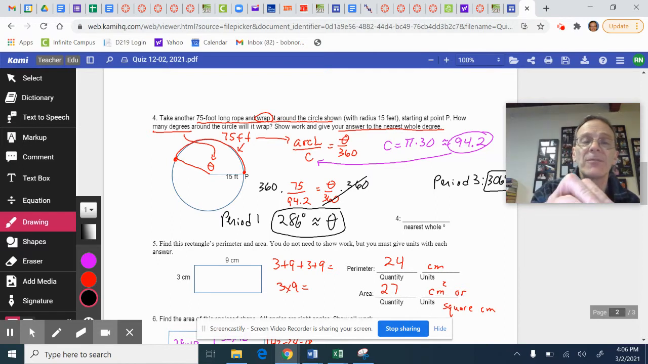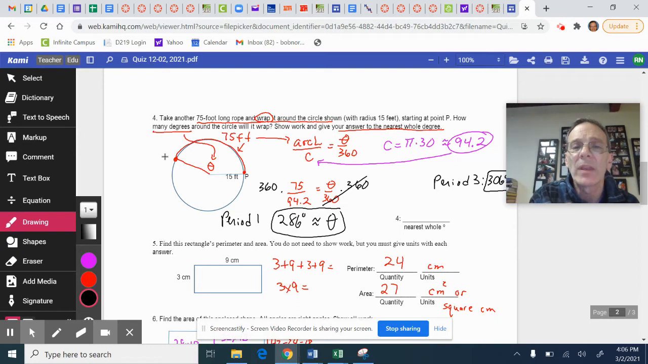Okay, but the 75-foot measure there is an arc length, right? It's being wrapped around the circle, but only part of the way, and we don't know how much of the way, but it's just part of the circle's circumference.